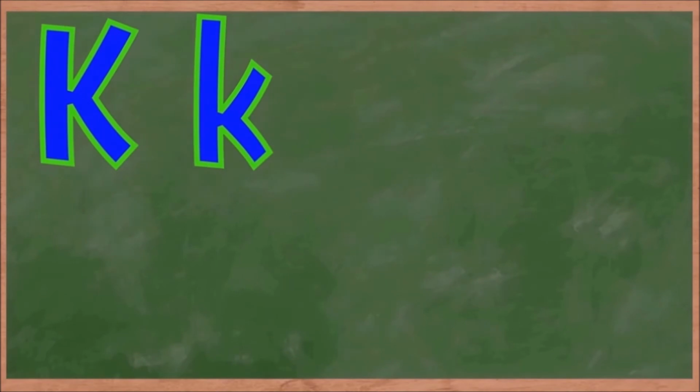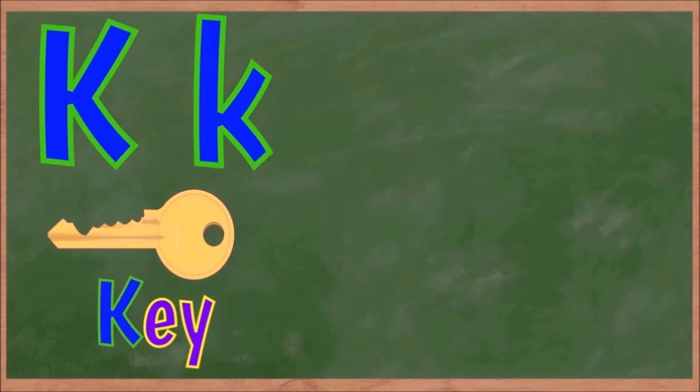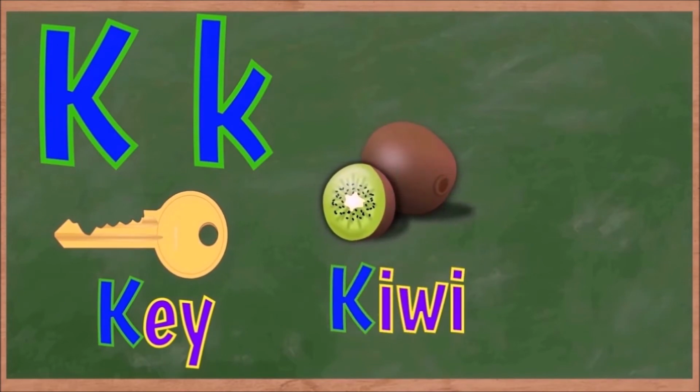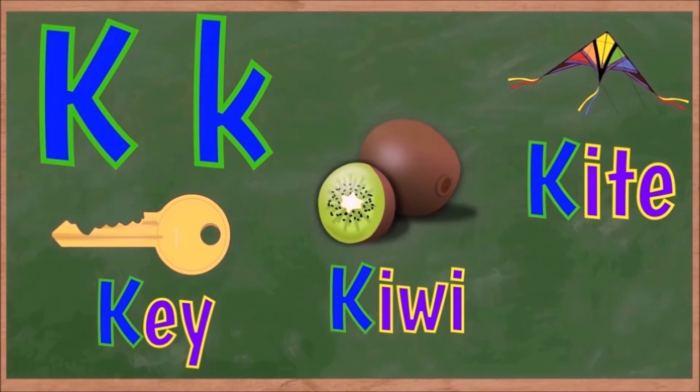Next is the letter K. And the K makes a K sound. Now you give it a try. K. I got it. Just like the letter C. How about you? K for key. Kiwi. Kite. On to the next letter.